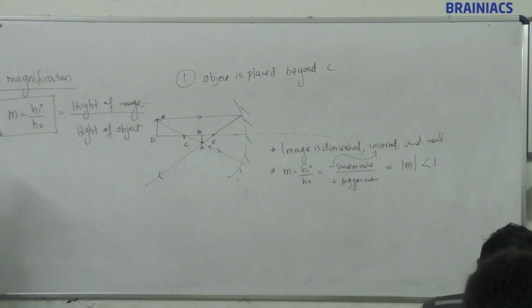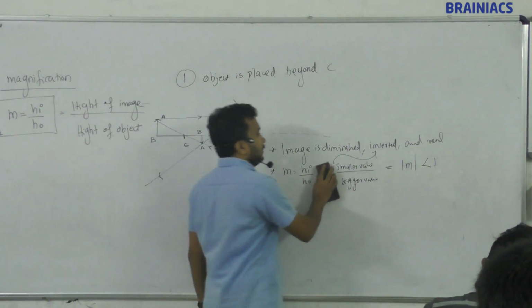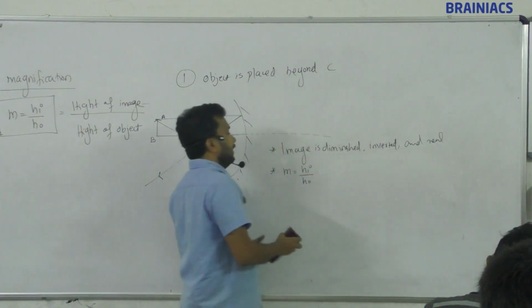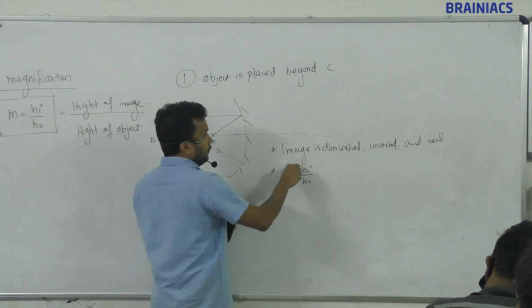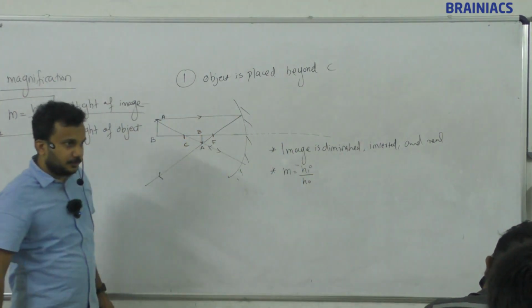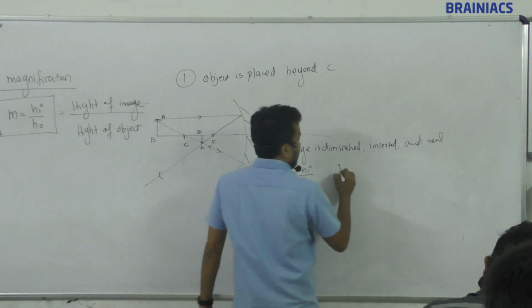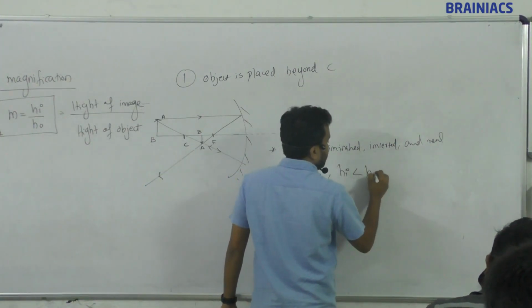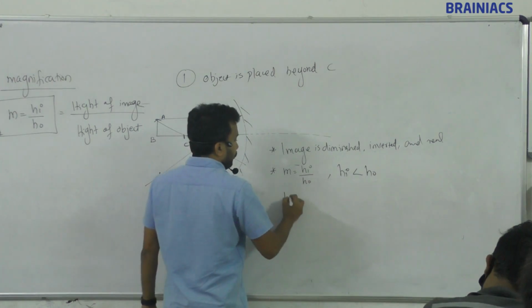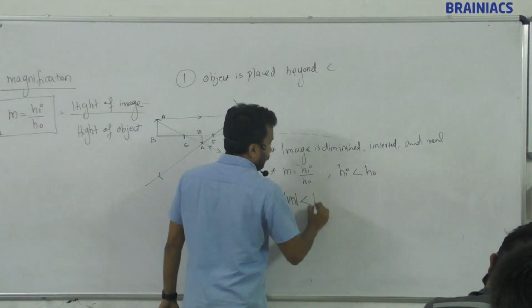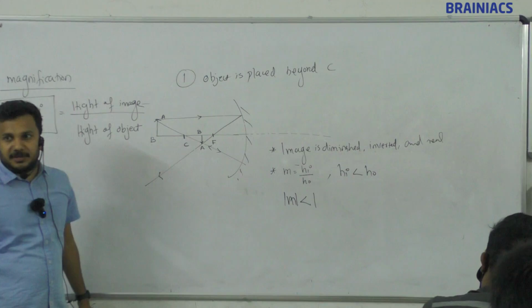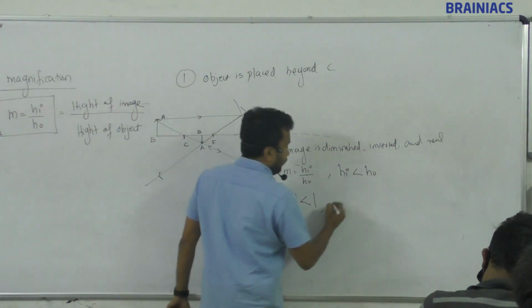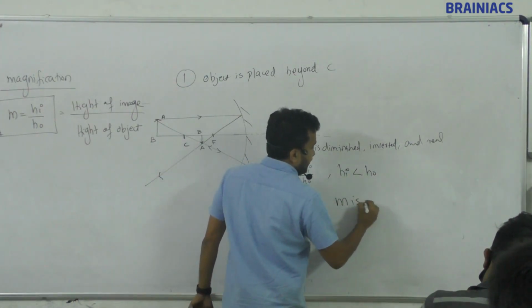So magnification is height of image divided by height of object. But I know the height of image is a negative value, so you can write m is equal to minus hi by h0. Hi is less than h0, so modulus of m is less than 1. Or I can say m is negative.